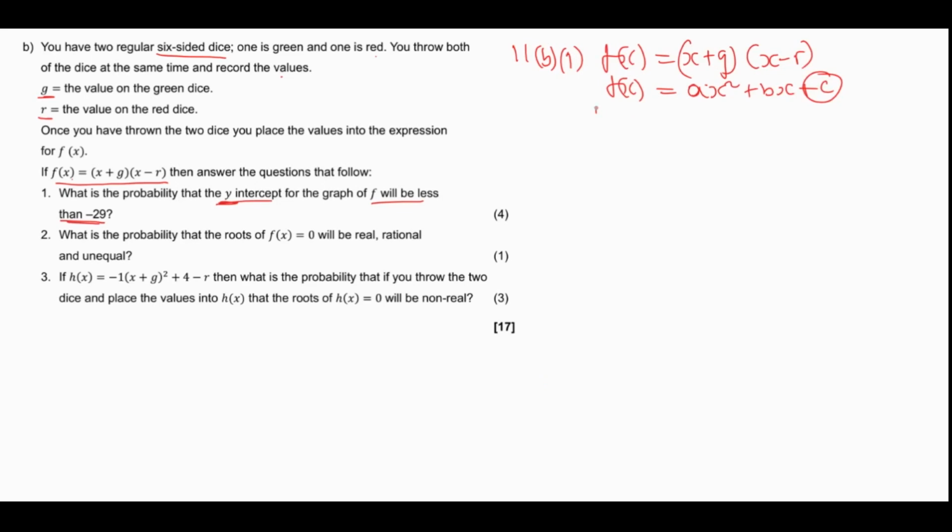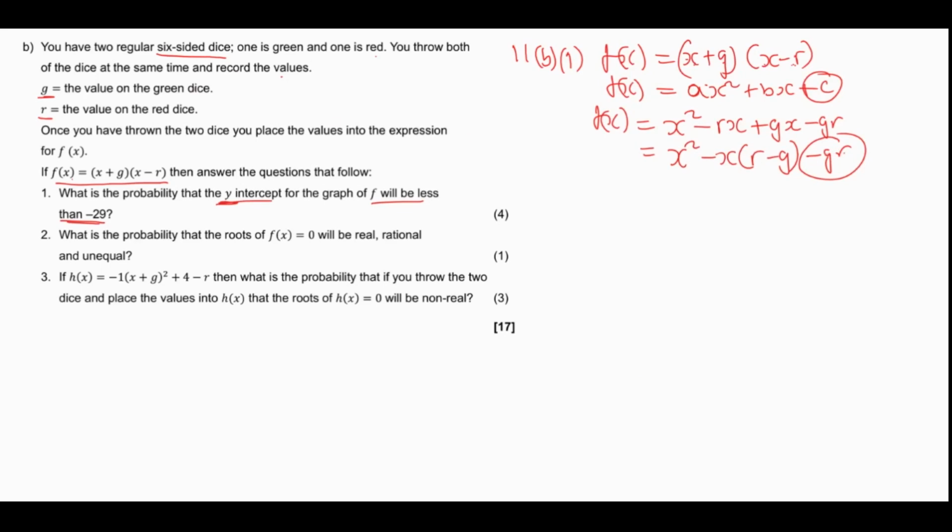So let's expand this. f of x is equal to x times x, that is x squared. And then we have x times negative r, that is negative rx. And then g times x, that is gx. And then g times negative r, that is negative gr. Then we can say this is x squared, then you can factor out negative x and get r minus g, and then minus gr. So this is like our c, negative gr. Okay, right, so it means g times r.